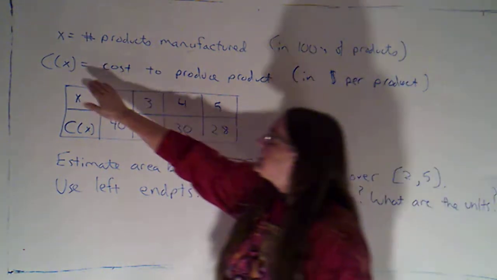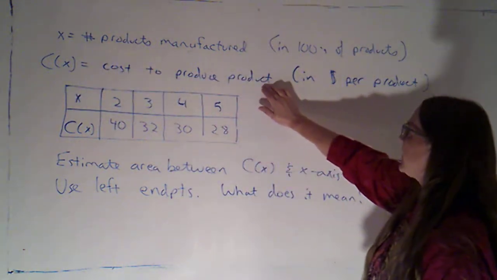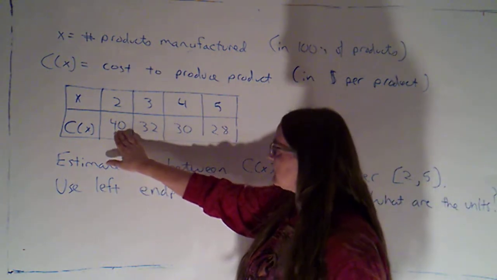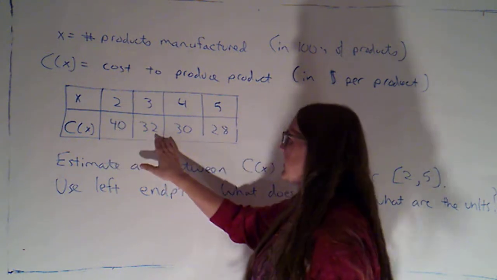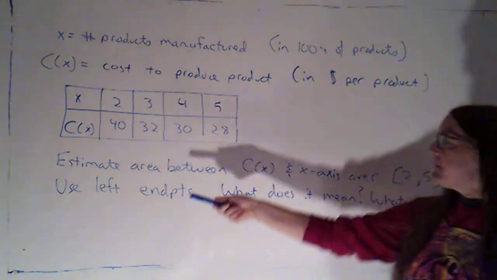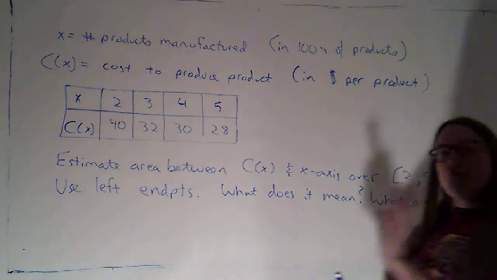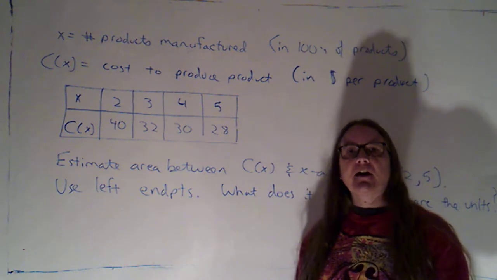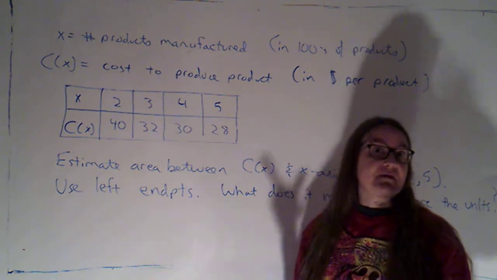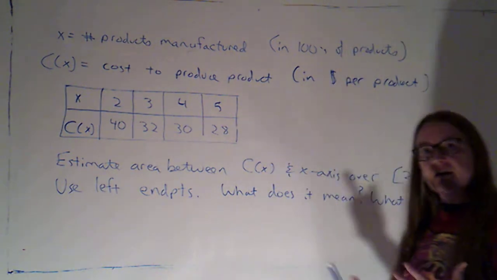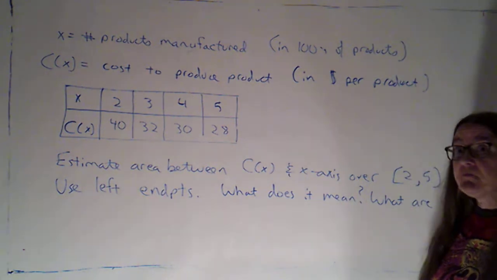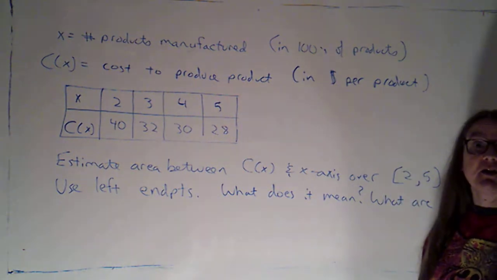C of X, that's the cost to produce the products, and that's going to be in dollars per product. So at this point, it's costing us $40 per product. At this point, $32 per product, 30, and then 28. This often happens in the business world, that the more you manufacture, the more the cost per product actually decreases, because sometimes you're buying your supplies in bulk, so you get some discounts. So it's not necessarily that the cost per product is going to be constant. It is often a function of the number of products that you're producing.